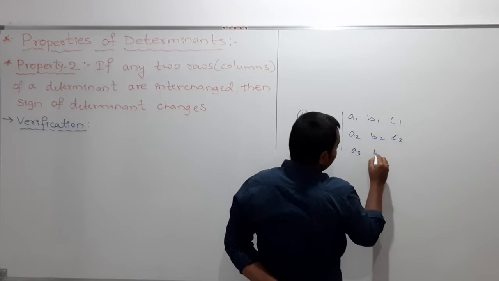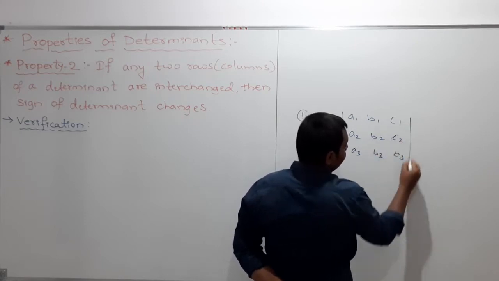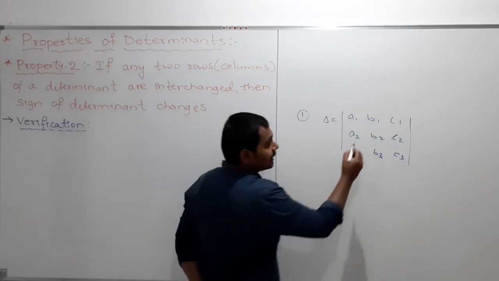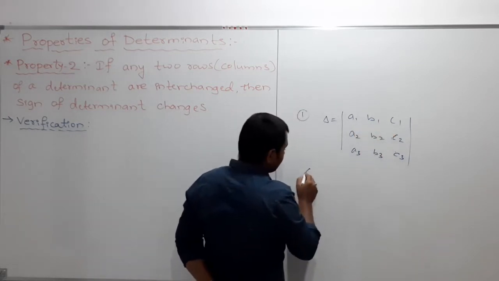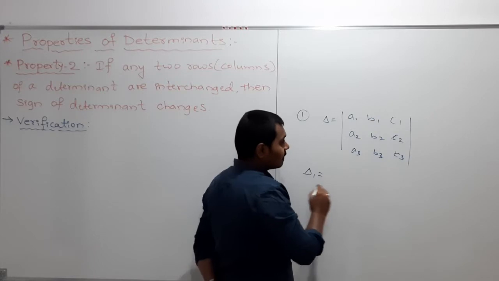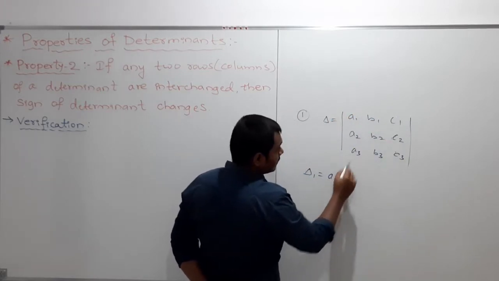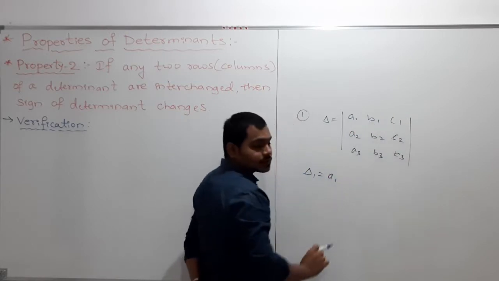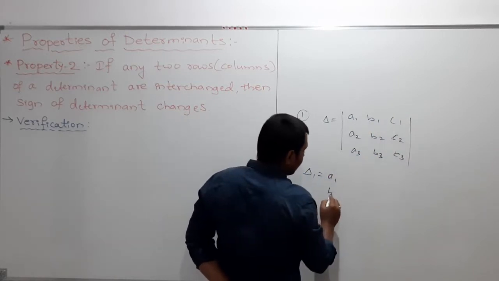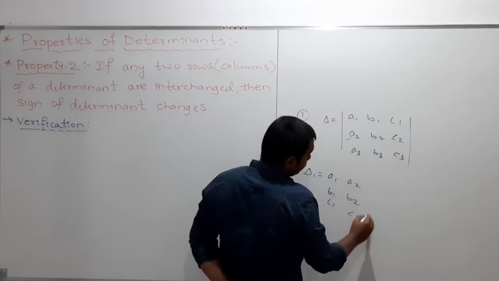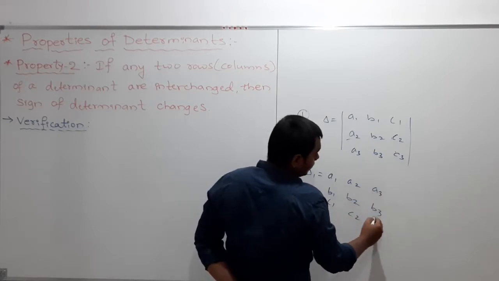C2, A3, B3, C3. If we have any determinant, then if I interchange rows into columns, I have taken it as delta 1. So if I interchange rows into columns, that is, if this is the one row, I am writing it in terms of the column wise. So A1, B1, C1, A2, B2, C2, A3, B3, C3.